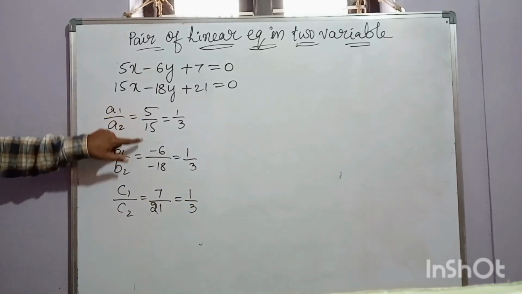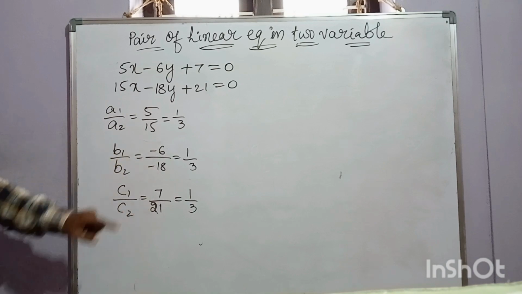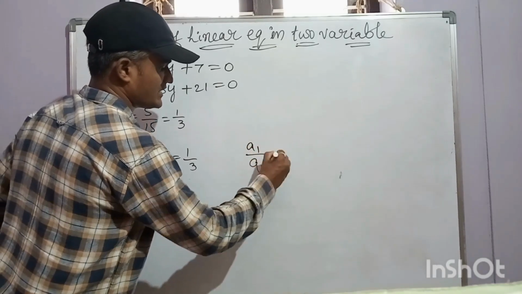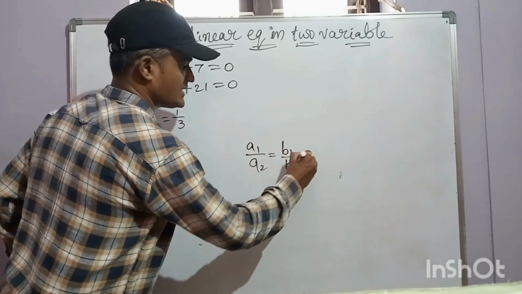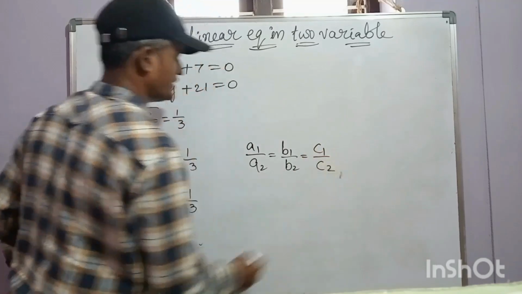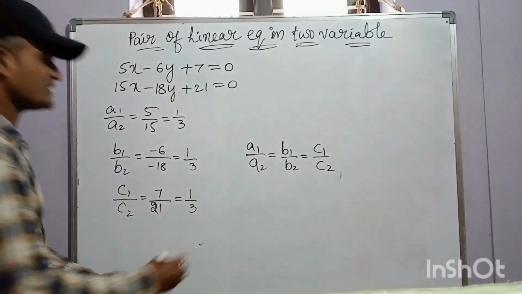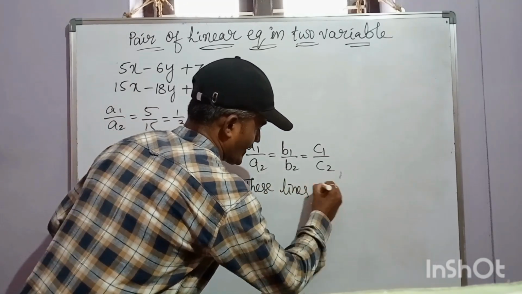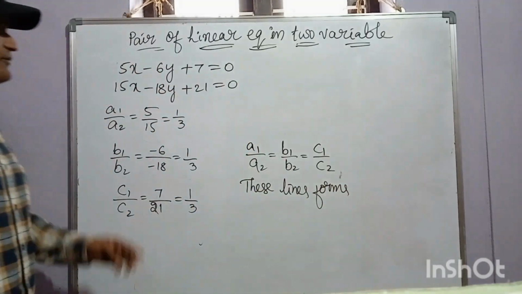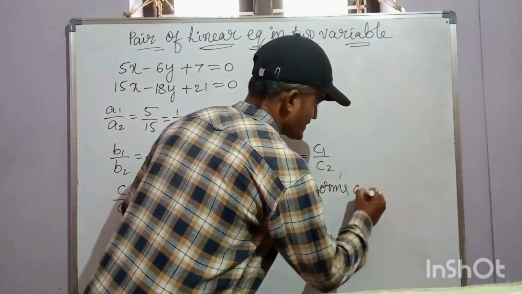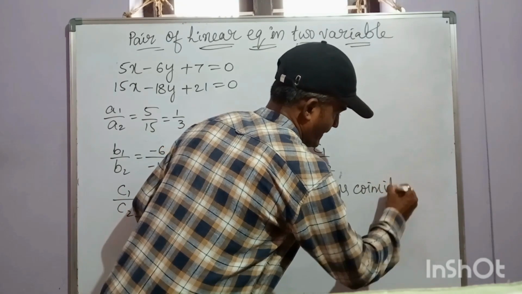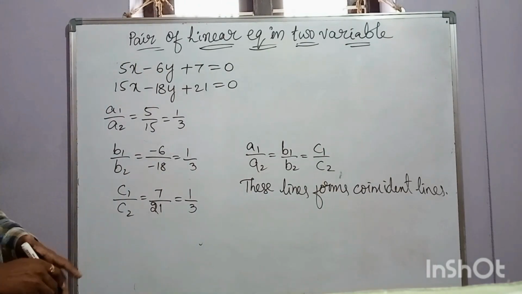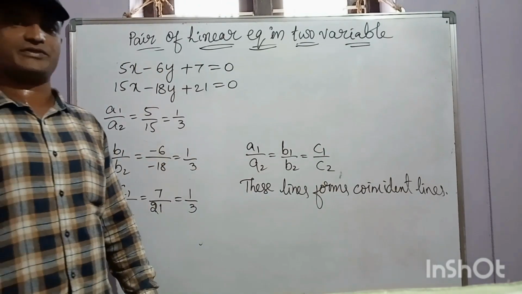So 5 ones are 5, 5 threes are 15, 6 ones are 6, 6 threes are 18, 7 ones are 7, 7 threes are 21. So here all three are equal. a1 by a2 is equal to b1 by b2 is equal to c1 by c2. So these lines form compulsorily coincident lines. Okay, so coincident lines have an infinite number of solutions.